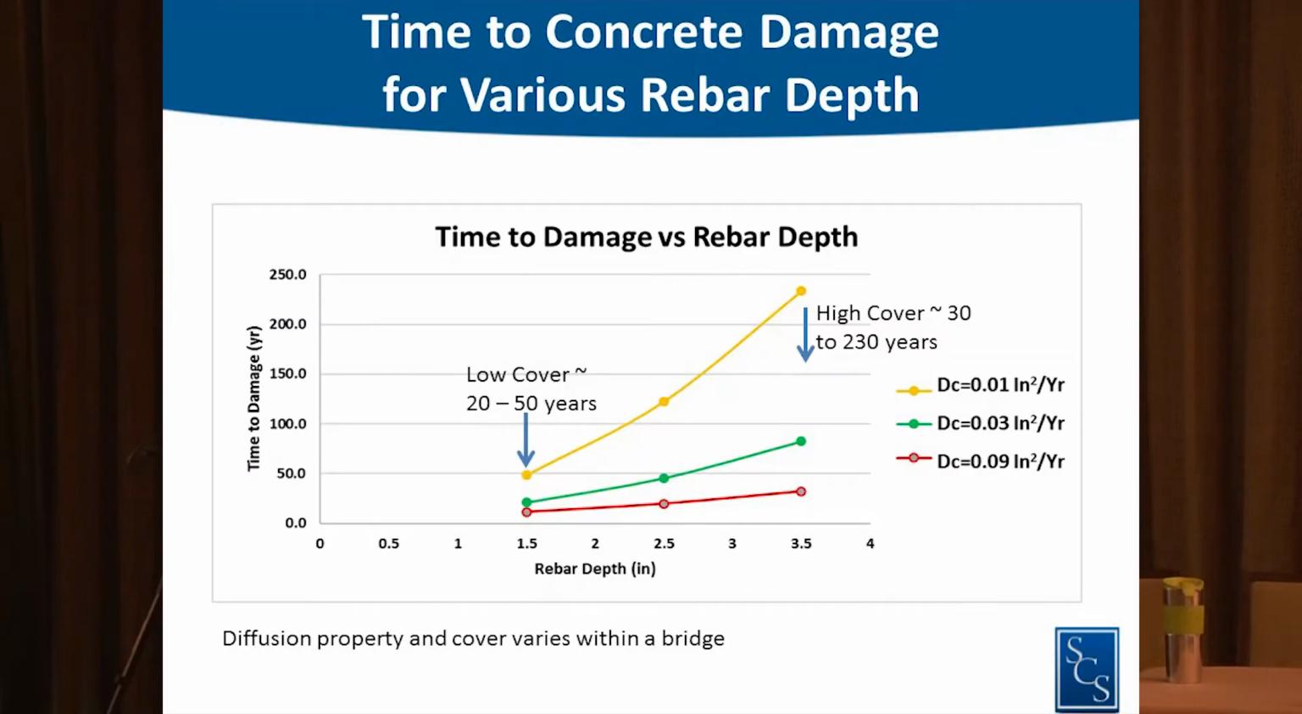And that's what we're trying to do here. Here is an example that I'm talking about. Typically, our structures have a diffusion coefficient somewhere in the 0.03 range, which is the green line that you're talking about there. Now, what I'm showing here is your cover could be 1.5, 2.5, 3.5 inch cover, right?